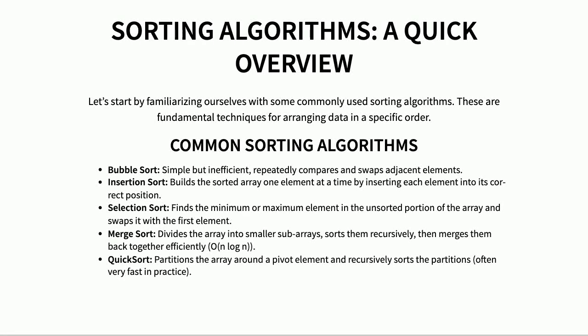Okay, let's talk about sorting algorithms. These are really important for organizing data efficiently. Think of it like tidying up your code or a database. We've got some familiar ones here. Bubble sort is straightforward but not super fast. Insertion sort builds the sorted list step by step. Selection sort finds the best element repeatedly and swaps them around. Then we have merge sort, which breaks things down into smaller pieces to sort them perfectly, and quick sort. This one's often a favorite because it's usually quite speedy in practice.